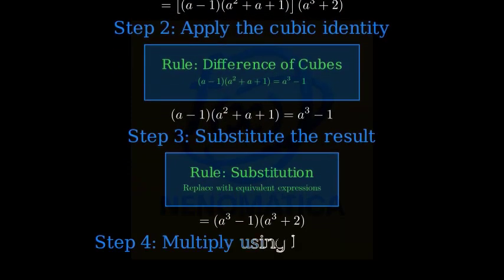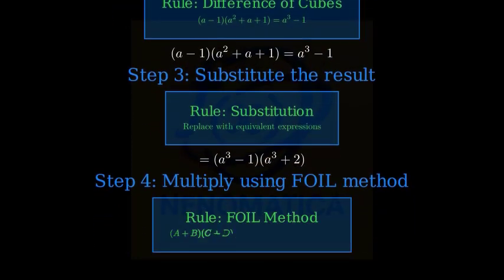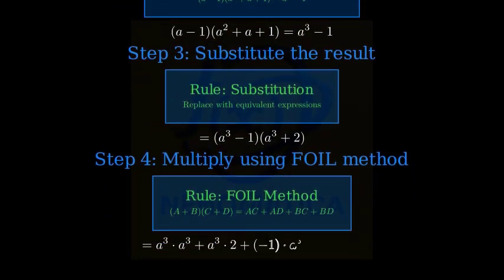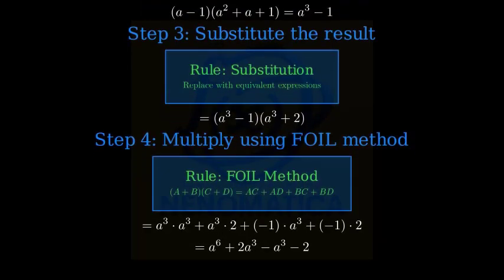For step 4, we'll multiply these expressions using the FOIL method. That stands for first, outer, inner, last.